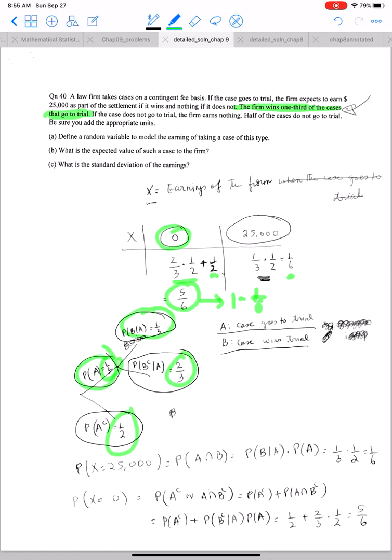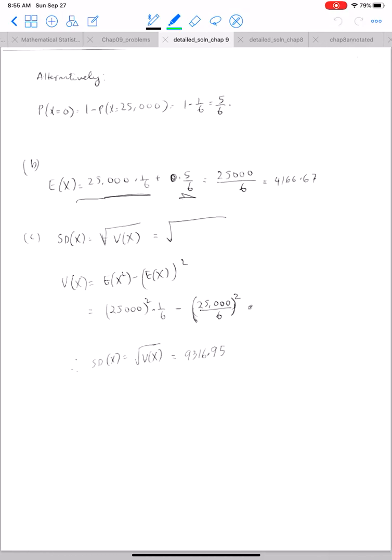Now we have to find the expected value, which is pretty straightforward. You know how to find the expected value. And then we find the variance. Then we find the standard deviation. We first find the variance and take the square root of the variance, and that gives us the final answer.